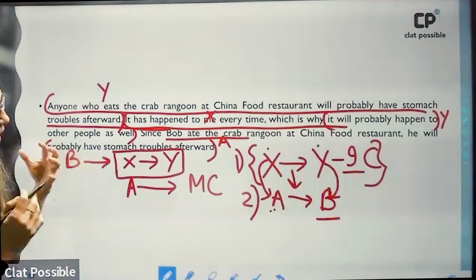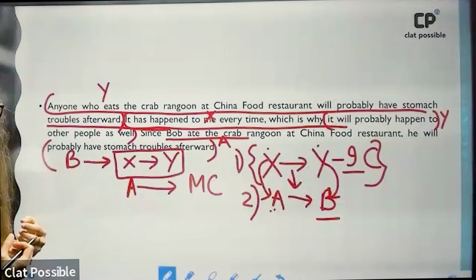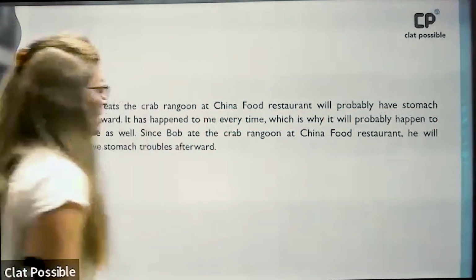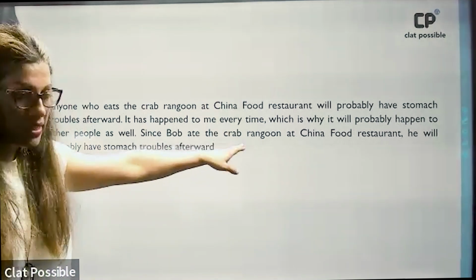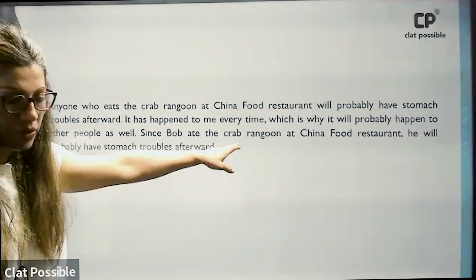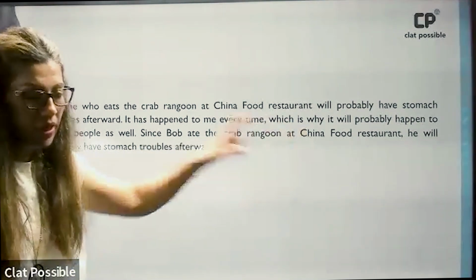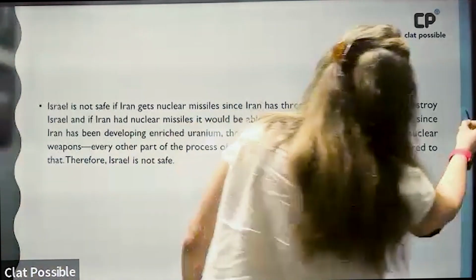So we have the argument divided into two parts, A leading to B. Why? Because X has led to Y. This is the question. Since is the premise and he will be sick is the conclusion. This question, let's quickly redo it.